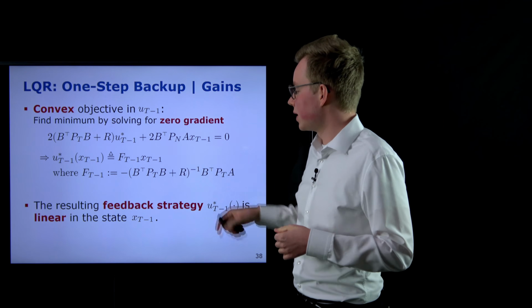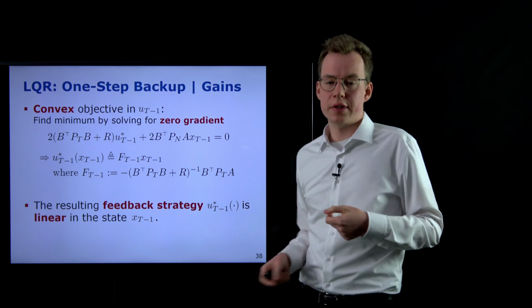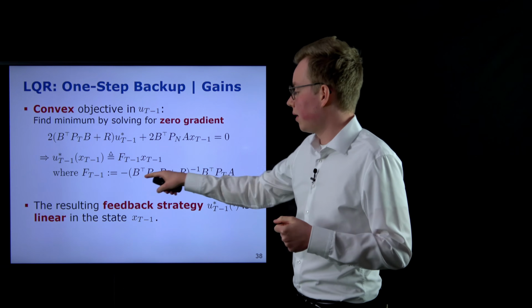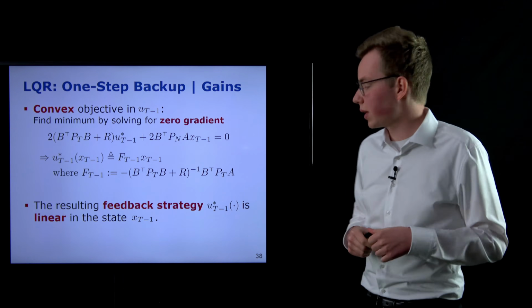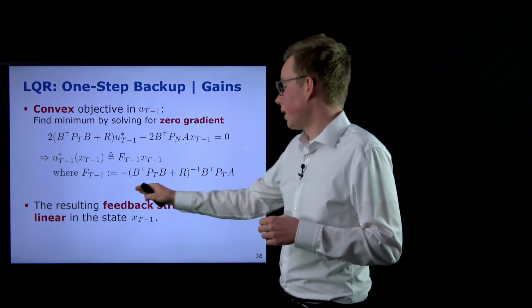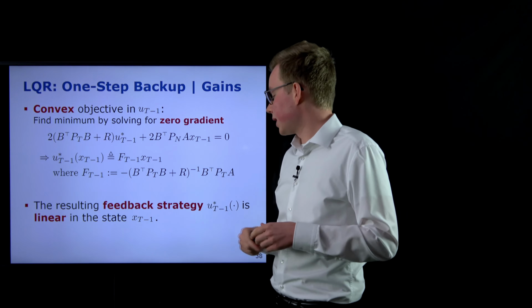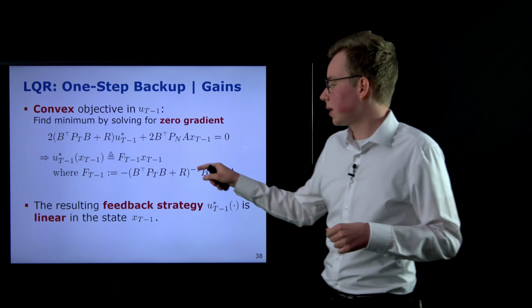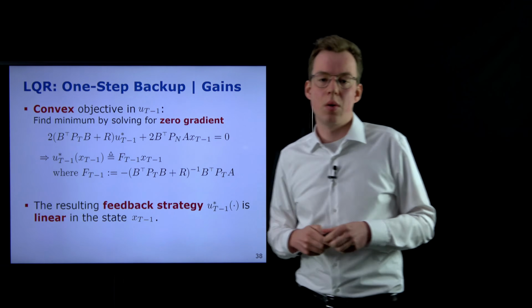Whenever you see this inverse, you have to ask yourself, okay, can I safely invert this matrix? We've just convinced ourselves on the previous slide that this matrix is positive definite, so we can safely do so. And then this resulting feedback controller, we can now evaluate at an arbitrary state simply by multiplying that state with this matrix.